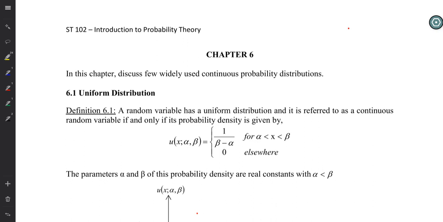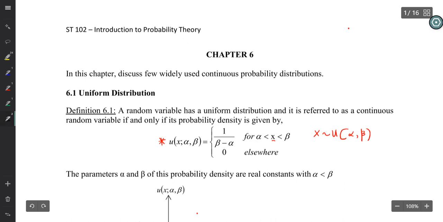According to the definition, a random variable has a uniform distribution and it is referred to as a uniform continuous random variable if and only if its probability density is given by this equation. You can see that the random variable x can have values within the interval alpha and beta, where alpha is less than beta. Therefore, the two parameters of the uniform random variable are alpha and beta. You can write this as x follows uniform distribution within the interval alpha and beta.